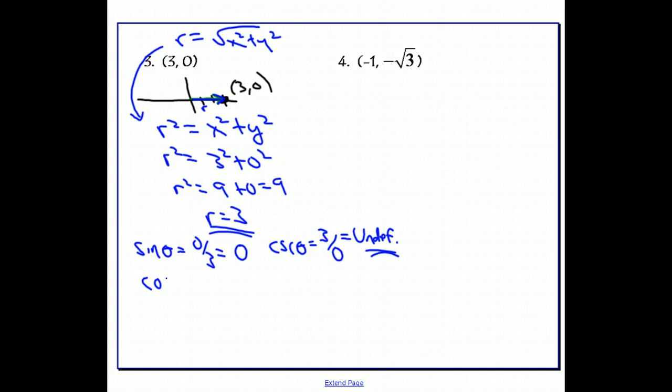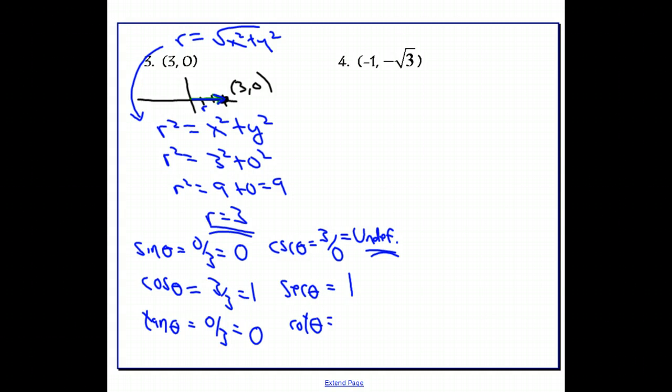All right. Try our luck with cosine. Cosine is x over r. So we've got 3 over 3. Definitely reduce that fraction. Gives me a 1. And then the secant is the reciprocal. And the reciprocal of 1 is 1. And then we come to the tangent, which is y over x. So we get a 0 over a 3. And again, show me you know what that is. That's a 0. And then the cotangent is x over y. I've got a 3 over 0, which again gives me undefined.